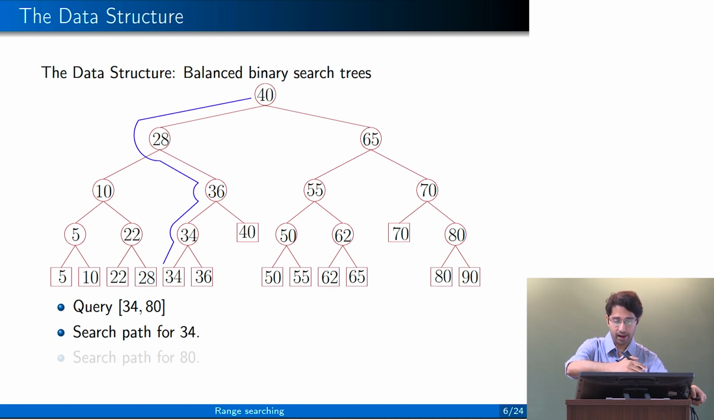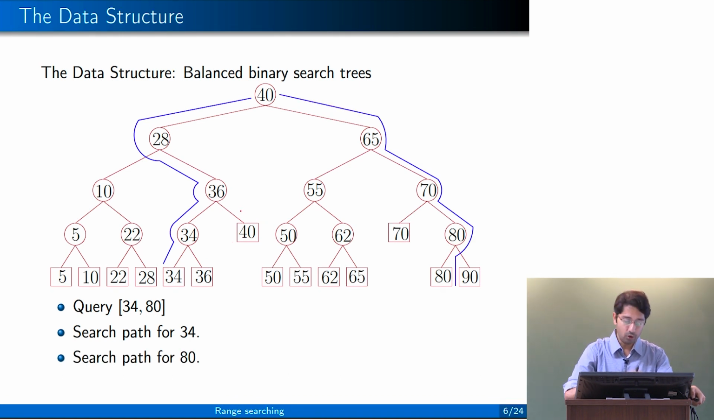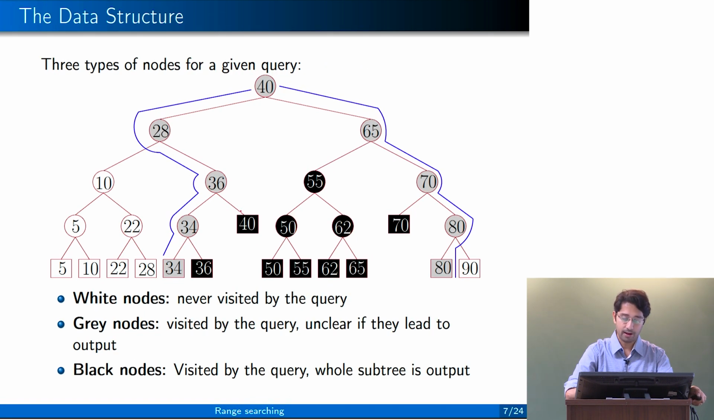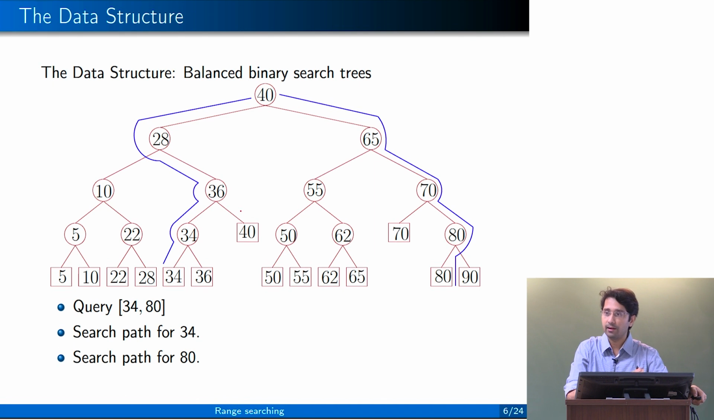When I am going left, what can I say? If I move left, whatever is in the right, if the search path goes left, whatever is in the right is in the range. I look for 80 similarly, and I will report the nodes.